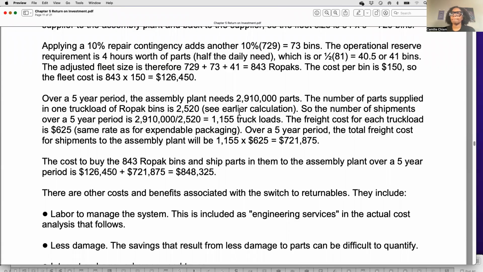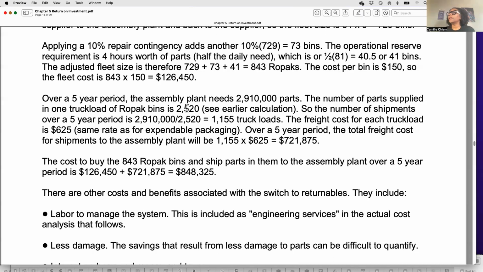So we already know, based on the exercises we learned earlier, how to calculate the number of bins on a truck. And we can take that and figure out, over a 5-year period, how many they're running. And we can figure out how many trucks are going to be used during that period compared to how many trucks would be used for the expendable. Because remember, that expendable is only 2 high. This is going to be 3 high, you get more parts on a truck. So we can't just say apples to apples. We have to compare the two and see what it comes out to be.